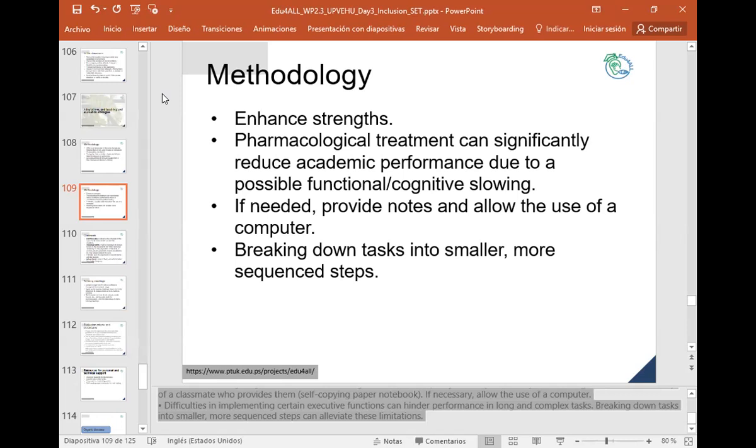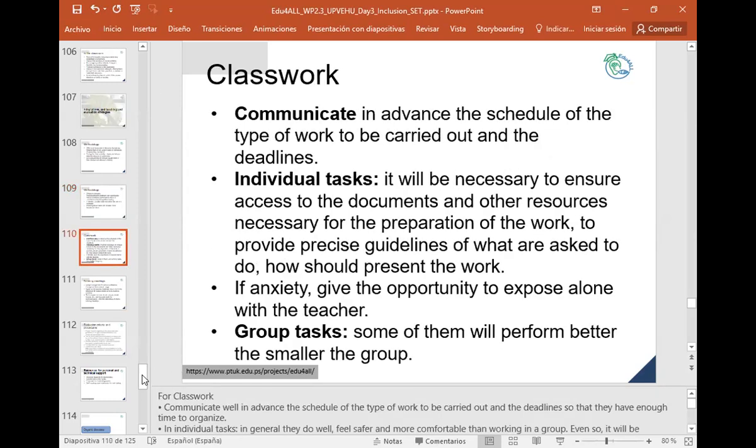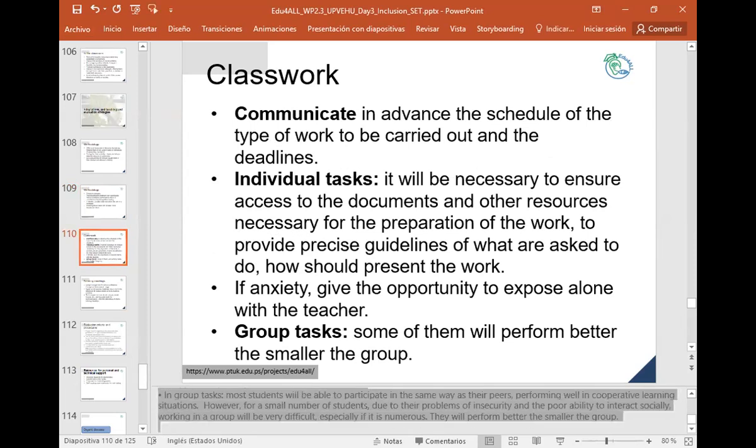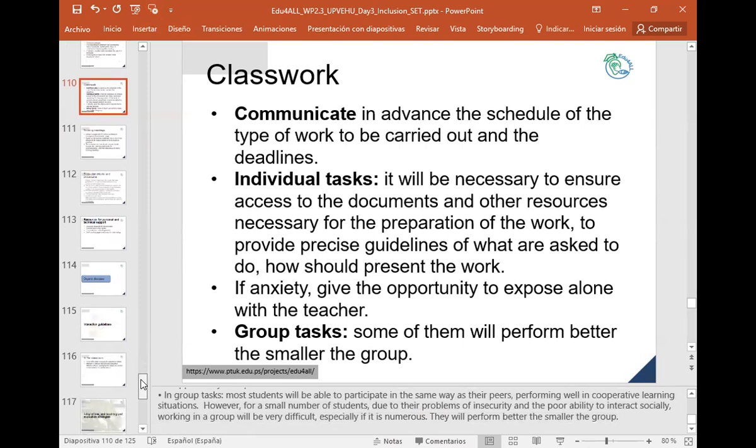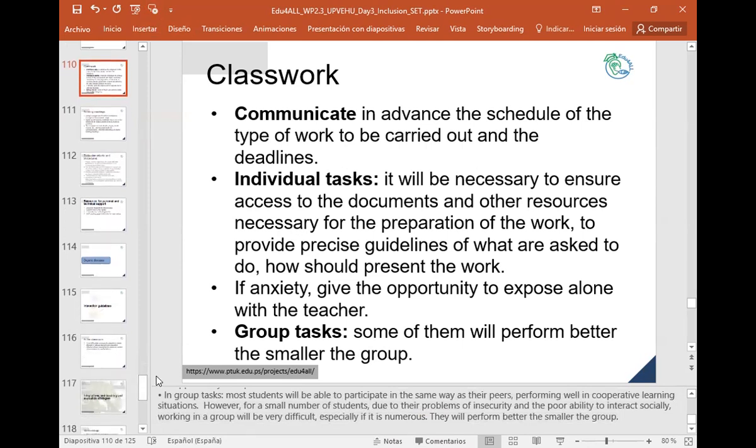Given this, they can be provided by the teaching staff, or have the help of a classmate who provides them, self-copying paper notebook. If necessary, allow the use of a computer. Difficulties in implementing certain executive functions can hinder performance in long and complex tasks. Breaking down tasks into smaller, more sequenced steps can alleviate these limitations. For classwork, communicate well in advance the schedule of the type of work to be carried out and the deadlines so that they have enough time to organize.